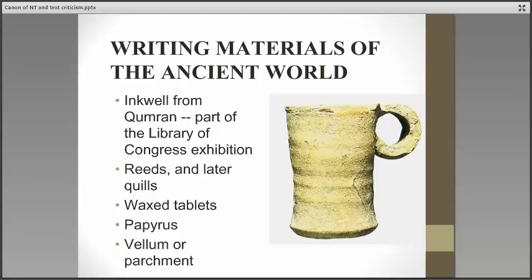Wax tablets were used for children, or maybe everyday purposes. You'd have a little reed and a tablet with wax for learning how to write. You could erase it like an Etch-a-Sketch. After you'd written on it, you could smooth out the wax again and use that. That was the ancient version of an iPad, I suppose you could say. So those are the materials that scribes used.